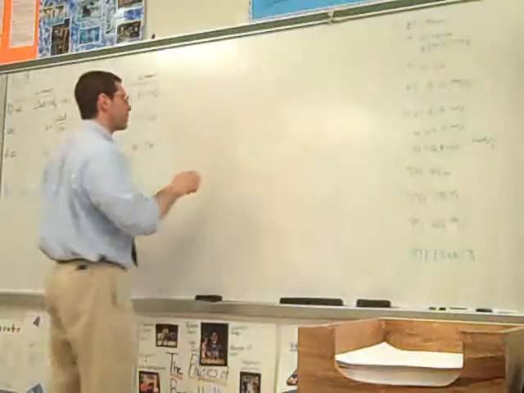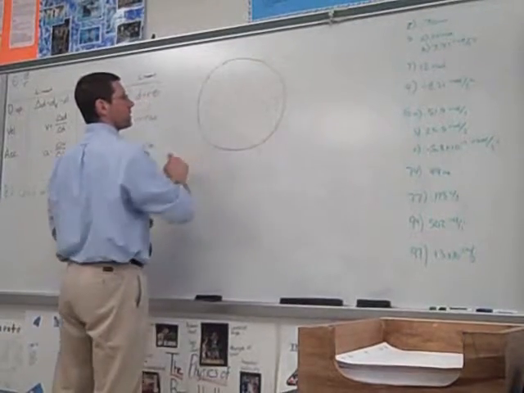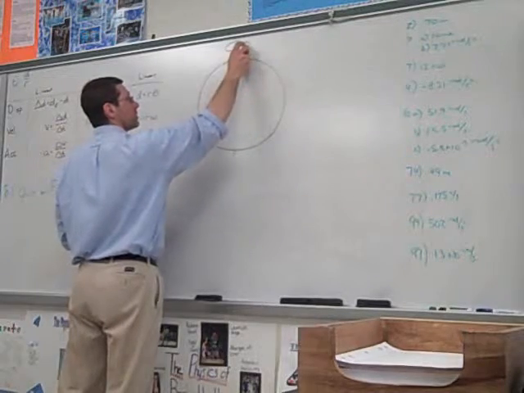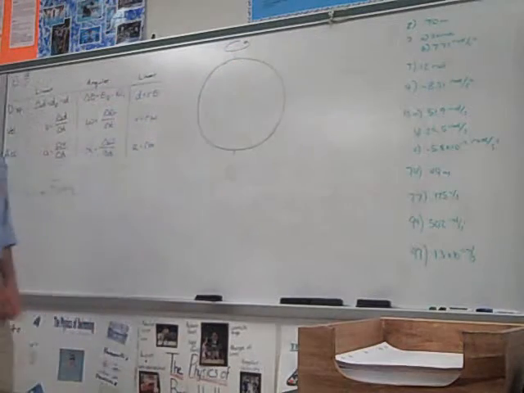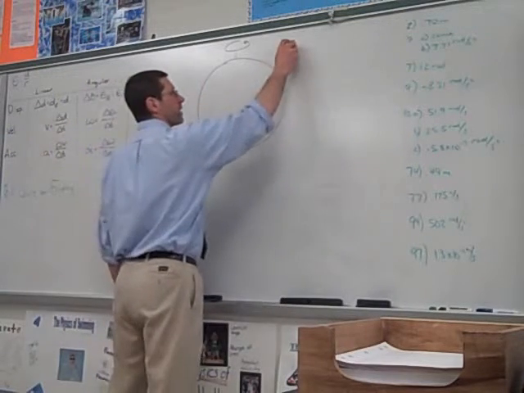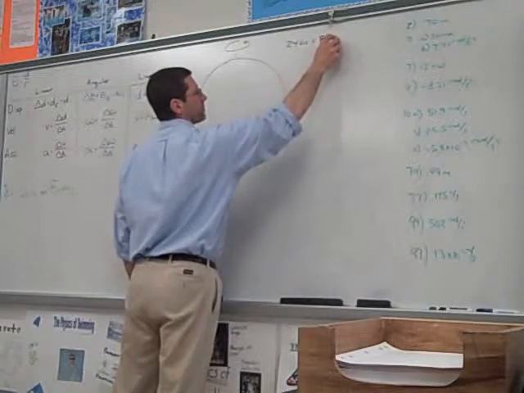I'm going to draw the Earth here. Here's the Earth, and it's rotating on its axis. So there's its axis, and it's rotating. One time around is one full day, and it takes 24 hours to do that, which is 86,400 seconds.